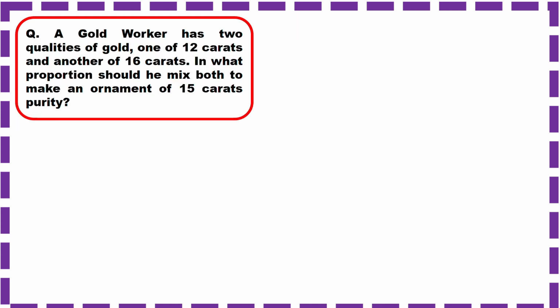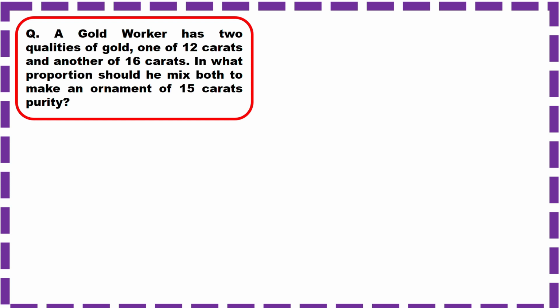A gold worker has two qualities of gold, one of 12 carats and the other of 16 carats. In what proportion should he mix both to make an ornament of 15 carats purity?